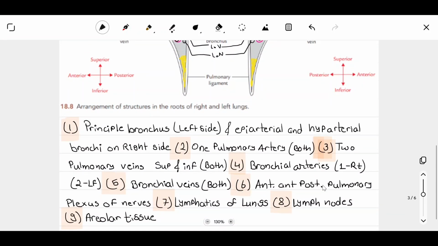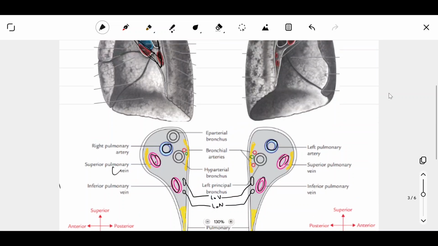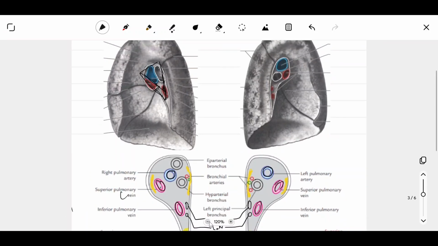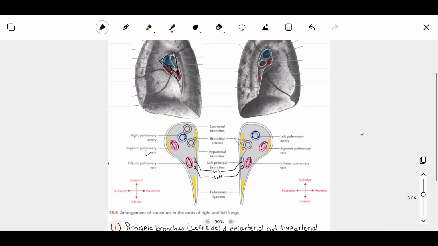Next I have the anterior and posterior pulmonary plexus of nerves. So this is our anterior side, this is the posterior side. This is the anterior and posterior plexus of nerves. Similarly, on the left lung, I have the anterior and posterior pulmonary plexus of nerves. Zooming out once for you.